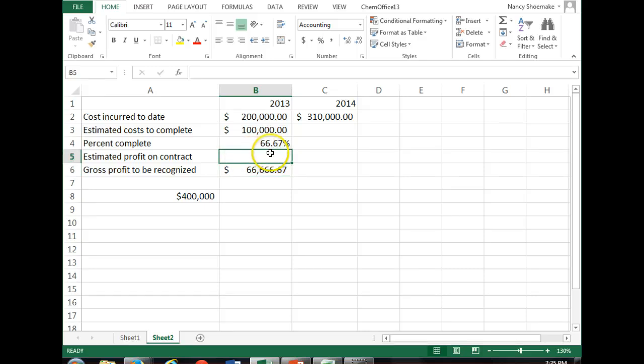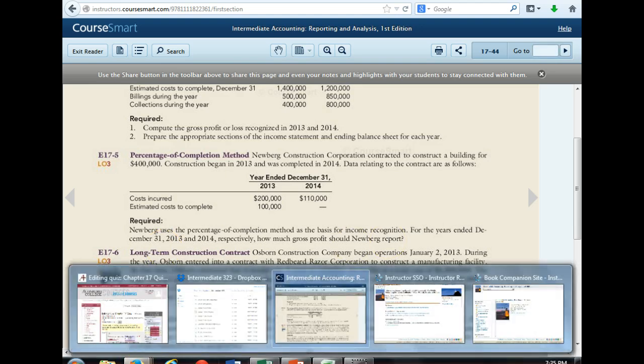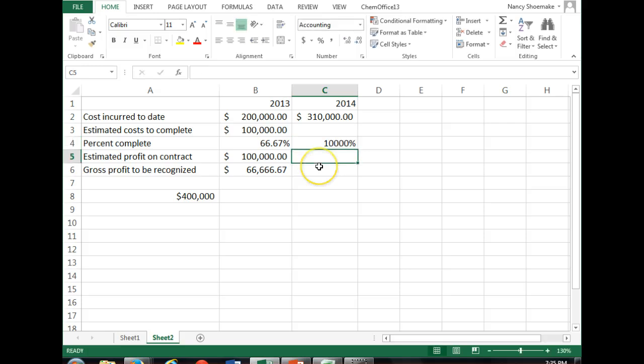We're estimating the whole profit as of this date to be 100,000, just based on our numbers. But now things are going to change, aren't they? If the percent that we completed in this period was 66.67, in total we want it to be 100,000. What does the question ask us? Does it say how much did we do in each period? Respectively, how much gross profit should Newberg report for the years ended? Both, the gross profit total. So here we know it needs to be 100% gross profit.